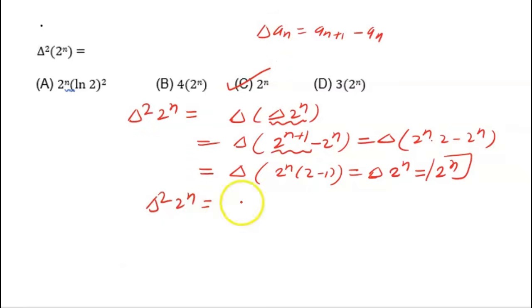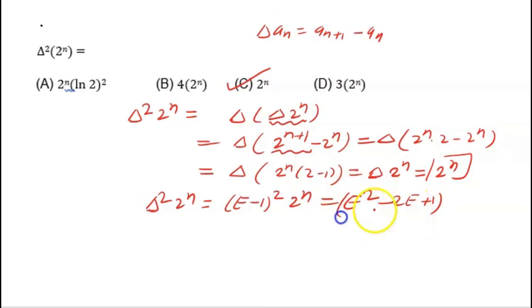Another way to solve this question, delta square 2 to the power n. Why am I explaining this? Because in some situations this will be more effective. So delta can be written as e minus 1. You all know e minus 1 square 2 to the power n, and this will be, ladies and gentlemen, e square minus 2e plus 1, and I will operate it on 2 to the power n.